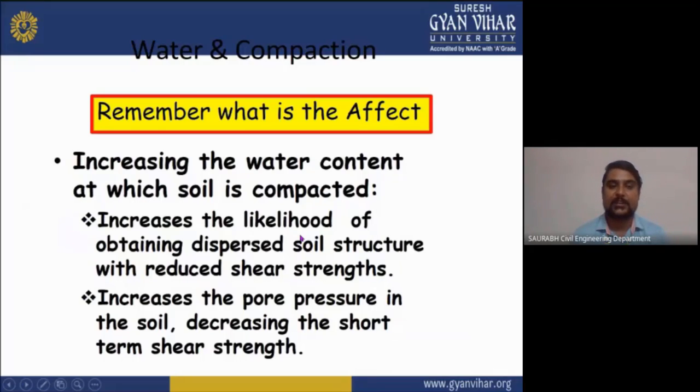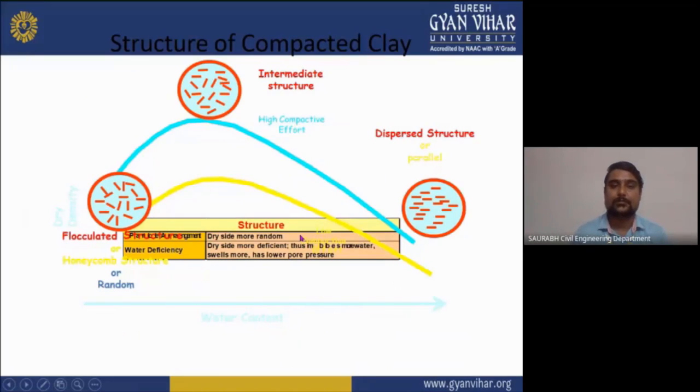First, we will see here increasing the water content at which the soil is compacted increases the likelihood of obtaining a dispersed soil structure with reduced shear strength. It also increases the pore pressure in the soil, decreasing the short term shear strength. So you can understand this is the relationship between water and compaction, and here you can see how water can affect the compaction of a soil.